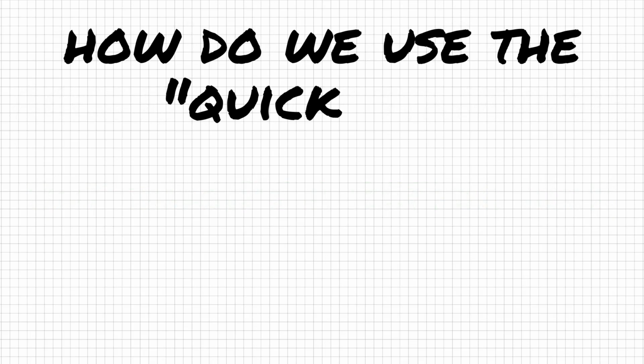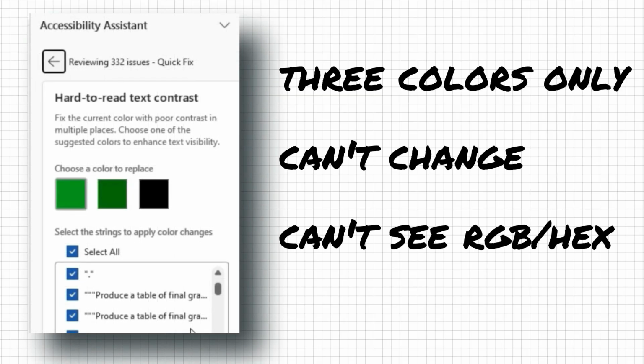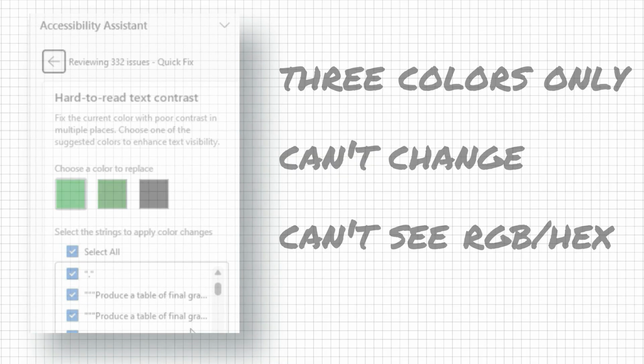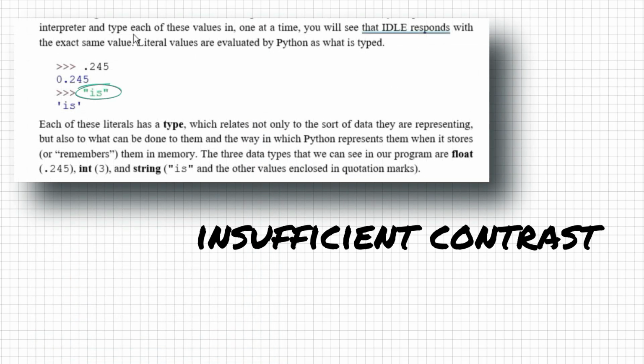So I wondered, in MS Word, how can we use the Quick Fix option but get a more intentional result? In the Quick Fix, I'm given the option of 3 colors, but if I right-click on one of those colors, I have no way to change it or even get more information about the color, like its RGB or hex value. So the way to do this with more intentional colors is, once the Quick Fix has identified an unacceptable color, first decide what color you want it to be.